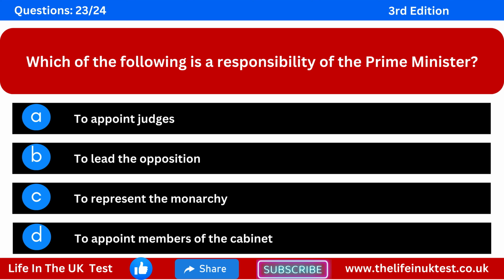Which of the following is a responsibility of the Prime Minister? Option A: to appoint judges. Option B: to lead the opposition. Option C: to represent the monarchy. Option D: to appoint members of the cabinet.